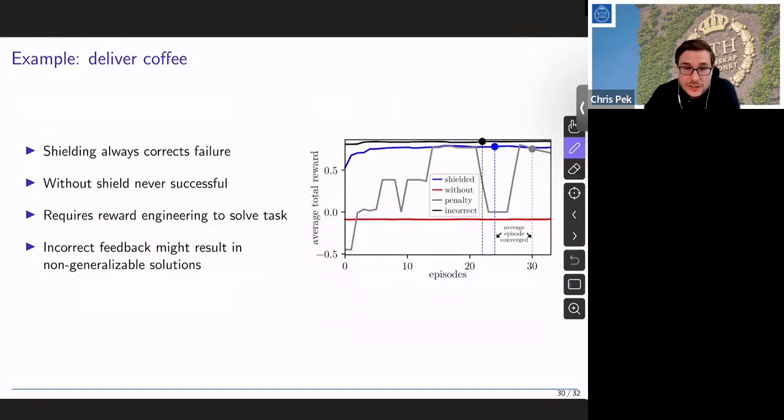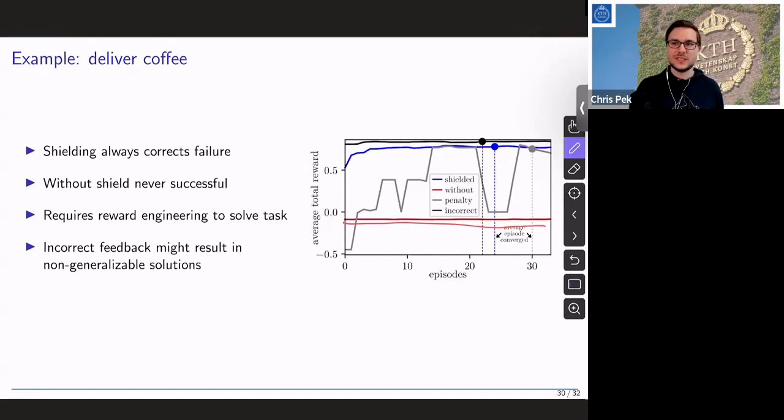The agent without the shield, in red, never learns it because it does not know why it happened when it is on the carpet. So there is no reward, or a negative reward, when you are on the carpet. Just boom, you crash and the episode finishes because you're stuck. So by using some reward engineering, that's the penalty one in gray, giving penalties whenever you are on the carpet.